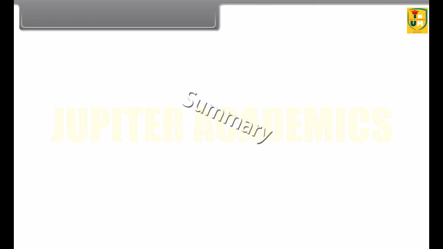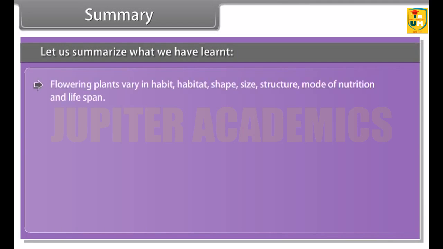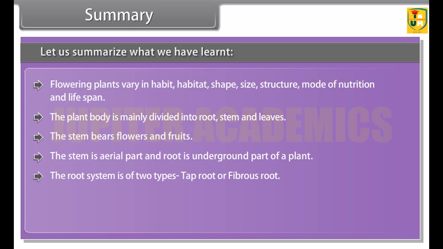Summary. Let us summarize what we have learned. Flowering plants vary in habit, habitat, shape, size, structure, mode of nutrition and lifespan. The plant body is mainly divided into root, stem and leaves. The stem bears flowers and fruits. The stem is the aerial part and the root is the underground part of a plant. The root system is of two types: taproot or fibrous root.